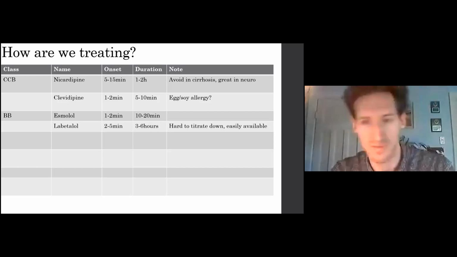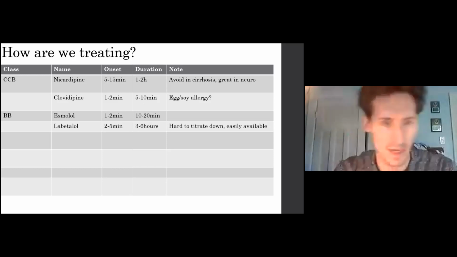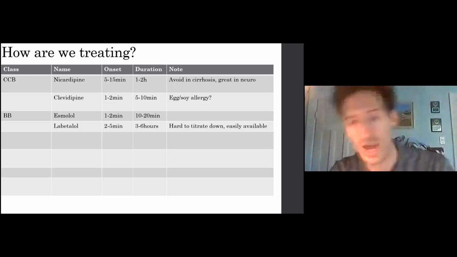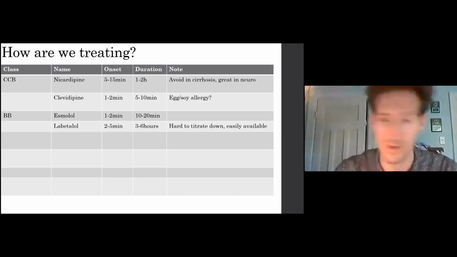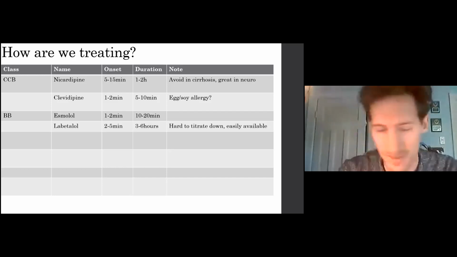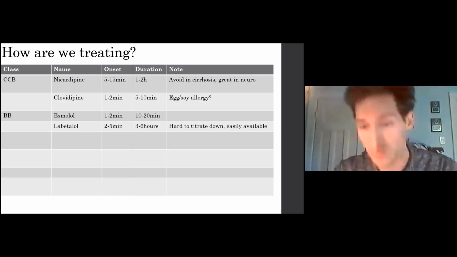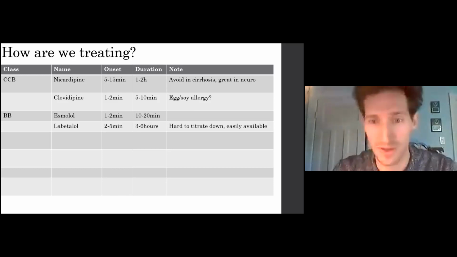You give a bolus of 10, you see the impact fairly quickly. Are you happy or are you not happy? If you're not, then you double your dose. You go to 20. Are you happy or you're not? You go to 40, up to 300 in a day, I believe. So quite useful before you can get other things on board.